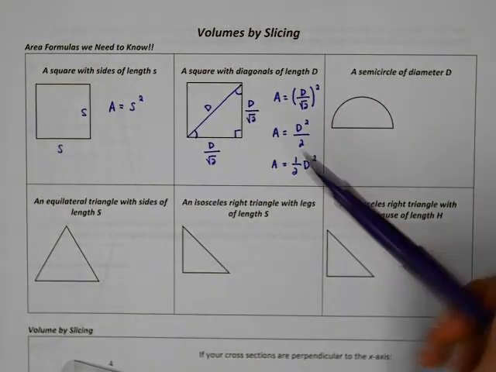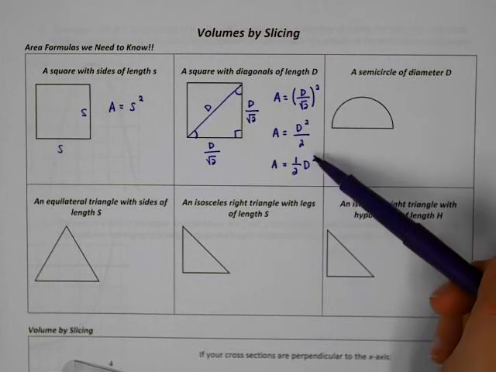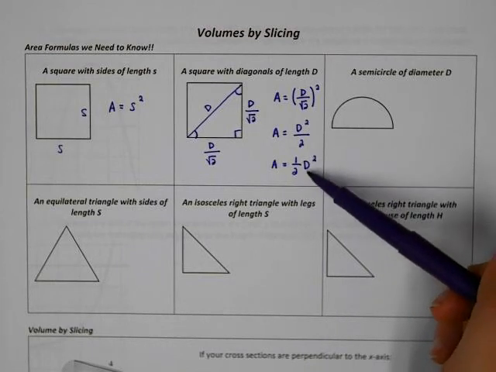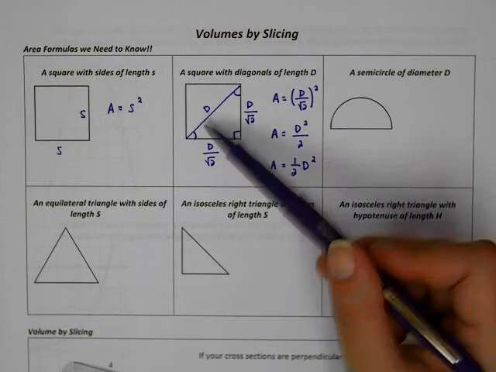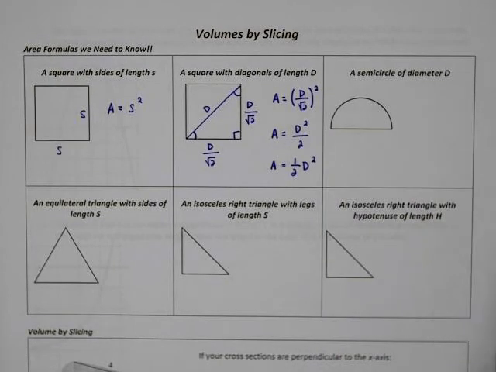Now at the end of the day, I need you to know this formula, that the area of a square with a given diagonal is 1/2 diagonal squared. But if you want to derive it and figure it out every time, that's totally fine.